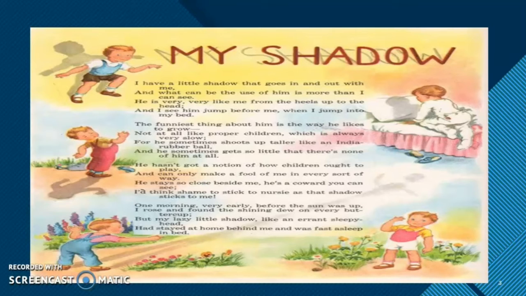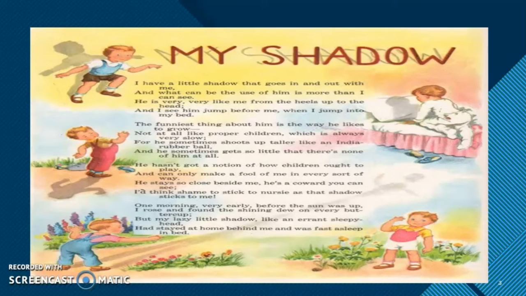Then we go to the third stanza and he says he hasn't got a notion of how children ought to play. So he says that he doesn't have any idea how children ought to play, okay, or how children should play, and can make a fool of me in every sort of way. He says that the shadow makes a fool of the poet, okay, in every sort of way. So you can indirectly say that the shadow embarrasses the poet.